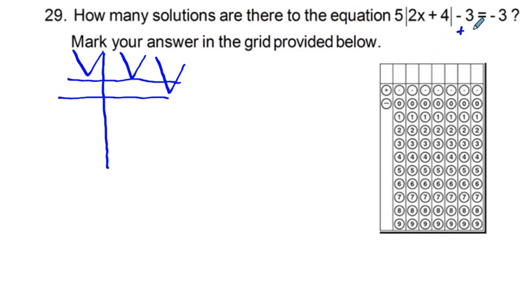If you see here, when you add 3 to both sides, you're going to get 5 times quantity 2x plus 4 is equal to 0. And this is a telltale sign there's only going to be 1 solution if you have the right side equal to 0. If you have the right side equal to a negative number, that would be no solutions. If you had the right side equal to a positive number, that would mean there would be 2 solutions. So that's basically that one.